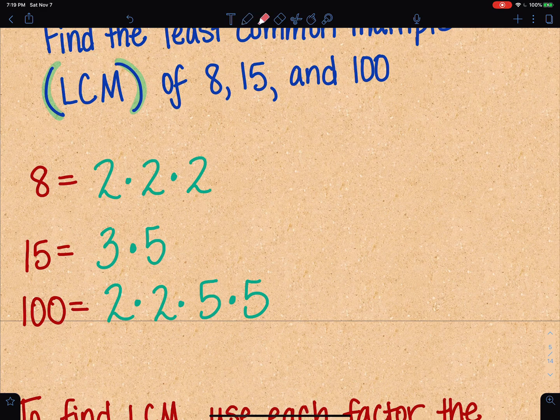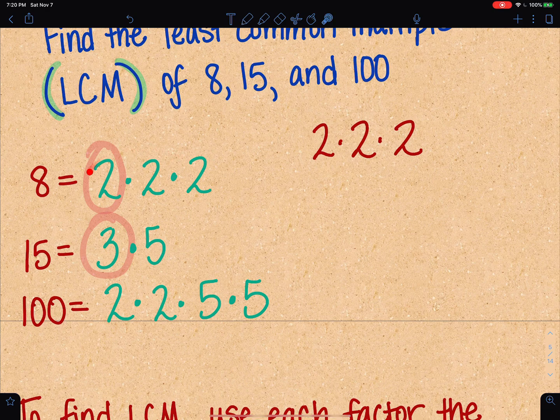So the first thing I'm going to do is, let's start with the 2. And I scanned through all of them. So there's 3 2s here, there's none here, there's 2 2s here. So I need it the greatest number of times. The greatest number of times is 3. So it's going to be 2 times 2 times 2. Okay, now I'm scanning through again, looking for another prime number that I haven't used. How about the 3? Okay, what's the greatest number of times it appears? Well, here it's 0, here it's 1, and here it's 0. So I just need 1 3.